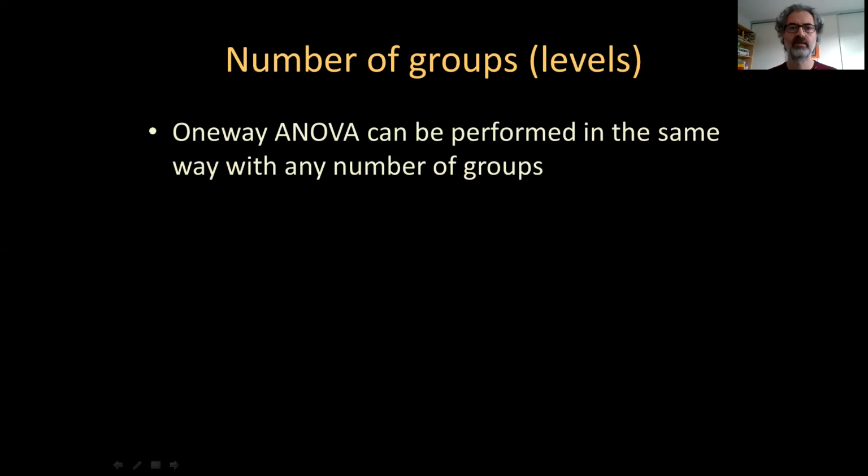This is particularly important when you think about the number of groups, or in other words, the number of levels in the independent variable, which is a factor. As we said, the one-way analysis of variance can be performed in exactly the same way regardless of how many groups we have. So the independent variable can have many levels. We just go through the exact same calculation with the corresponding number of groups. The null hypothesis is always that all group means are equal, so there are no differences. No differences is the null hypothesis.